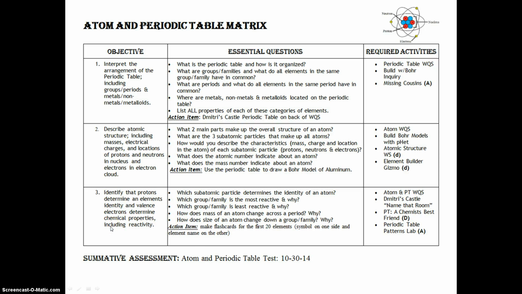Today we're going to focus on protons and how protons give an element its identity. And we're going to take a look at how valence electrons affect the chemical properties of an element. And then at the end, we're going to talk a little bit about mass and size. So let's get started right away in talking about the elements and their identity.